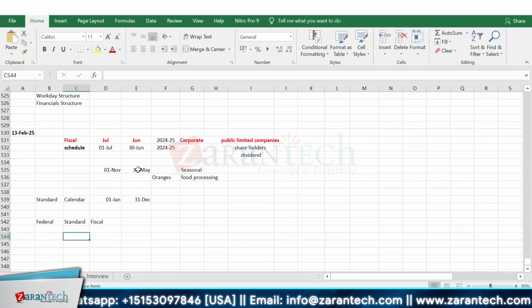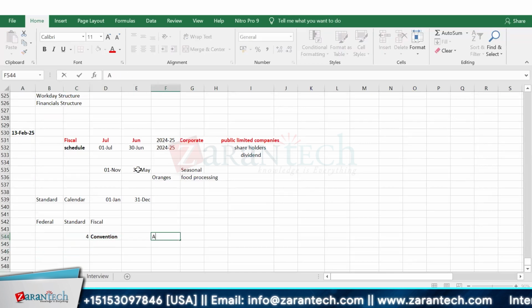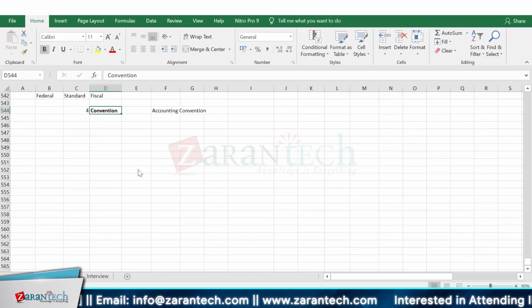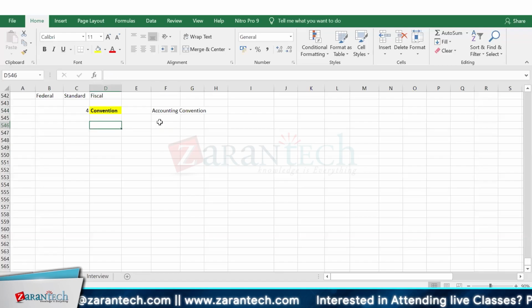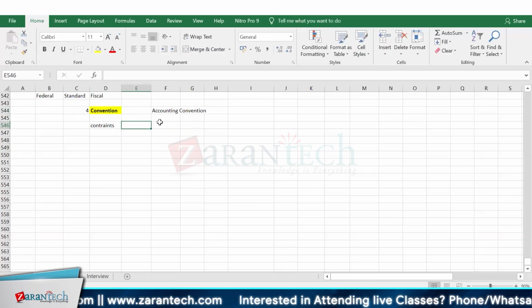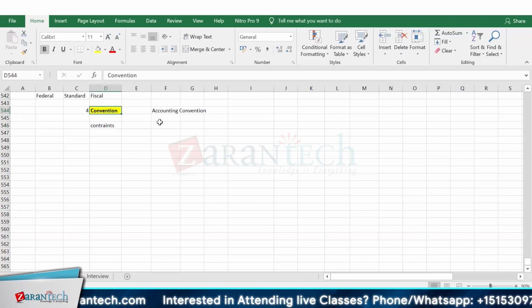So what is convention? In other words, it's called accounting convention. Then explain what the convention idea is. It's like constraints or rules for financial transactions. That's what I read from Google. Let me explain: it's guidelines or rules that help accountants record and report financial transactions.